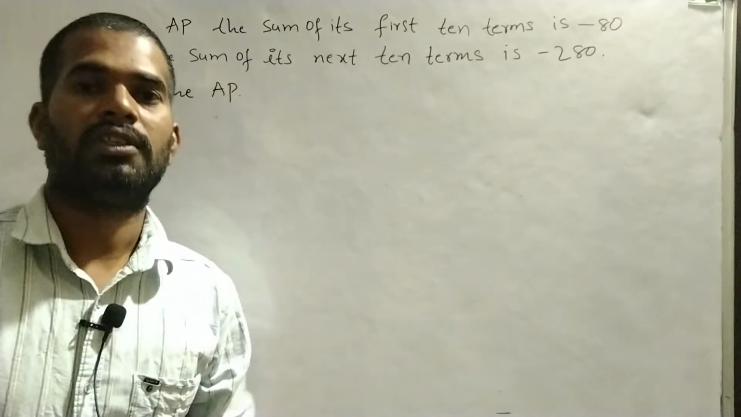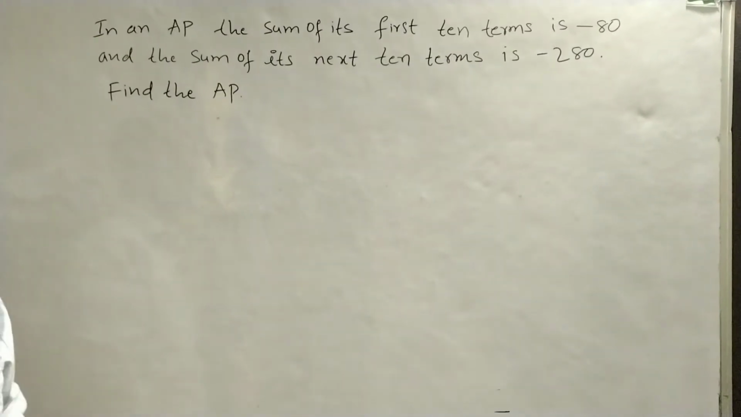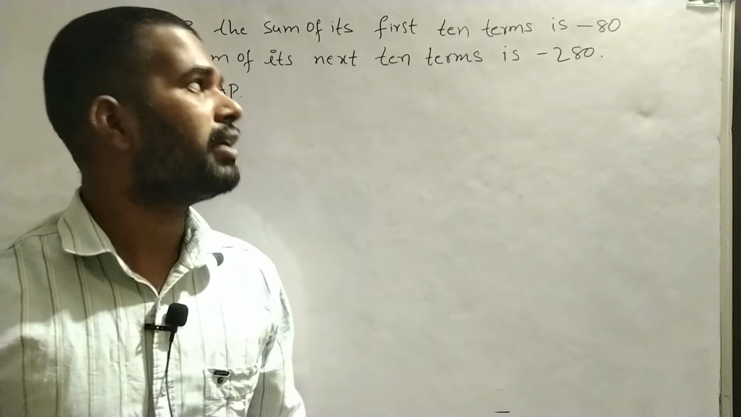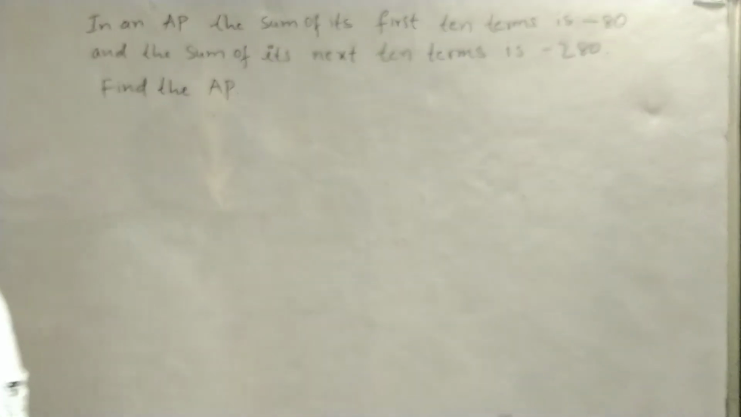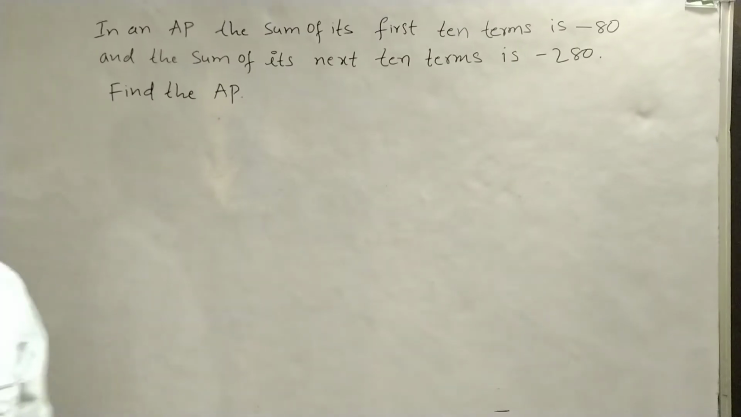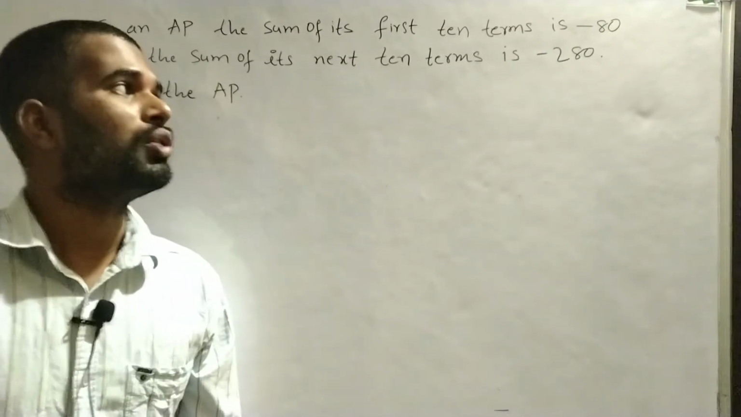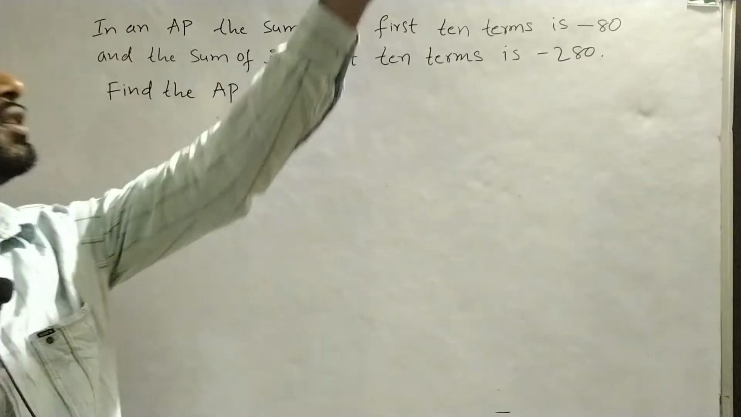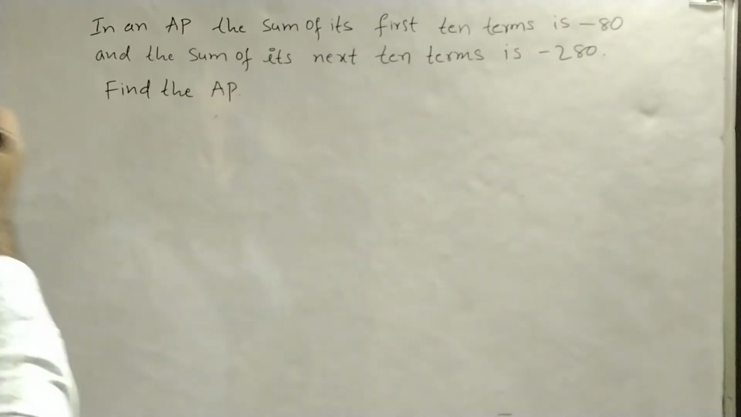In an AP, the sum of its first 10 terms is minus 80, and the sum of its next 10 terms is minus 280. Find the AP. AP means arithmetic progression. Here given, sum of first 10 terms.